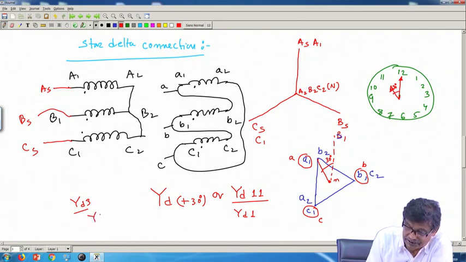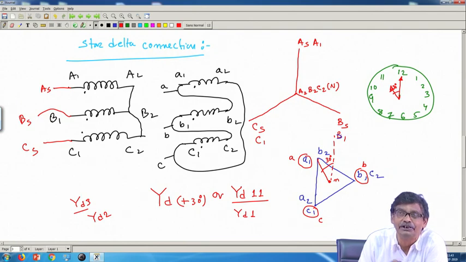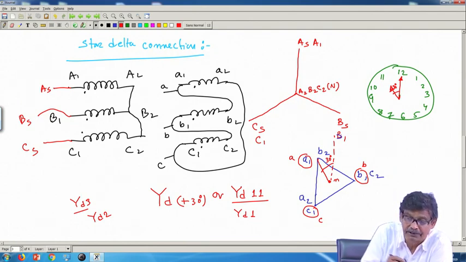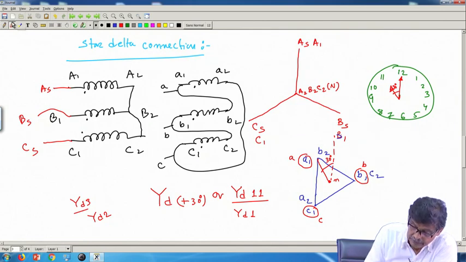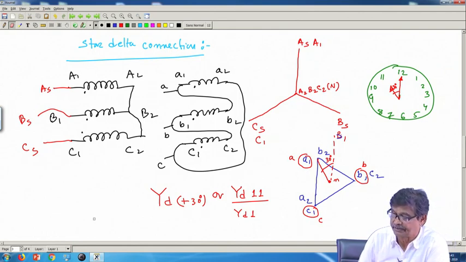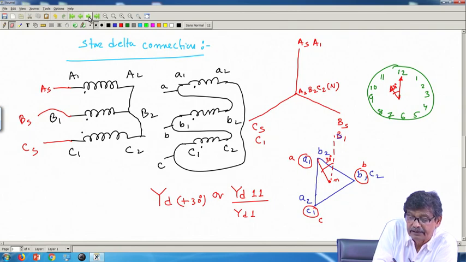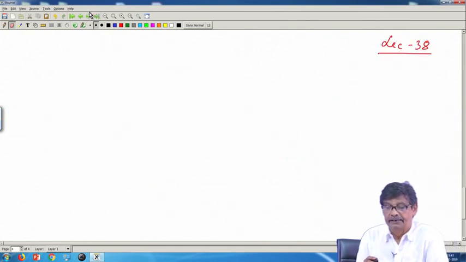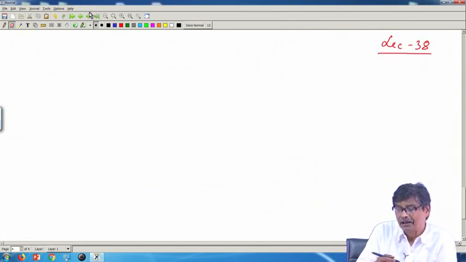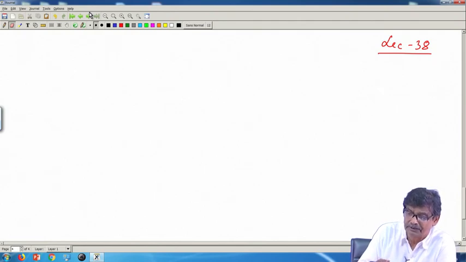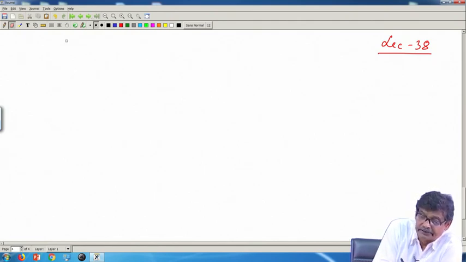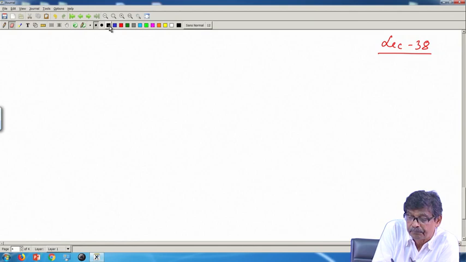If somebody says I have connected the transformer that way, this is ridiculous. You cannot get it for a balanced 3-phase transformer. I just point this out, so you should be very methodical in drawing this. Now, let us connect the same way, but rather quickly.